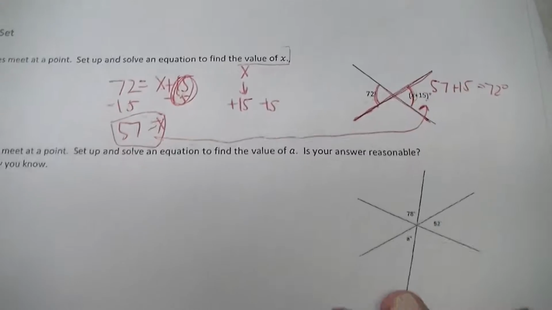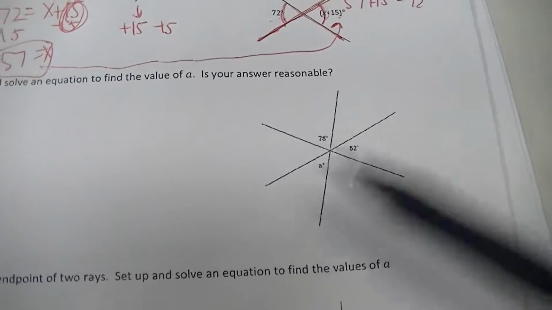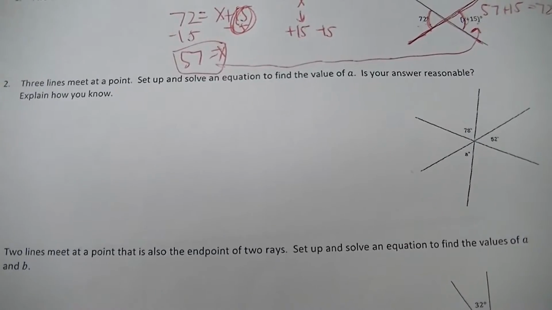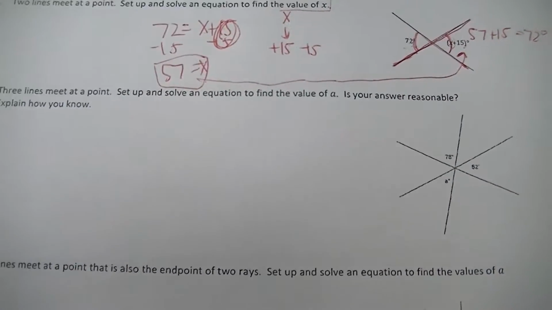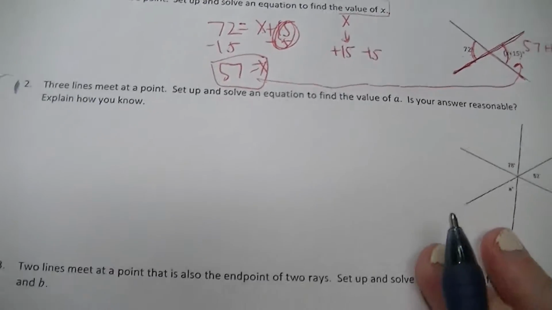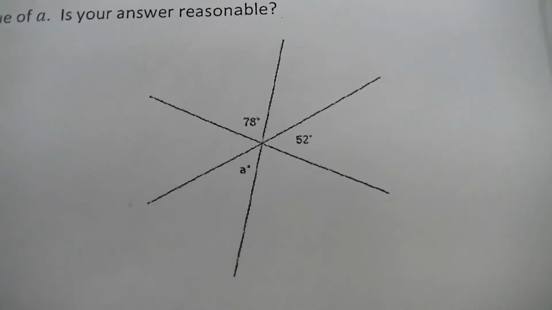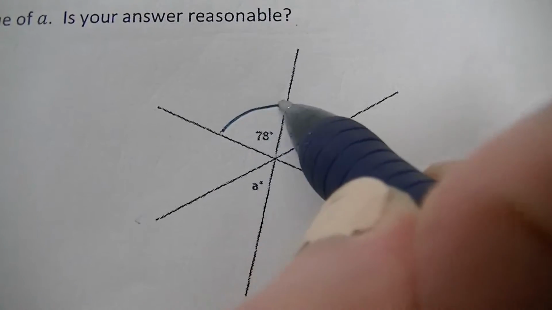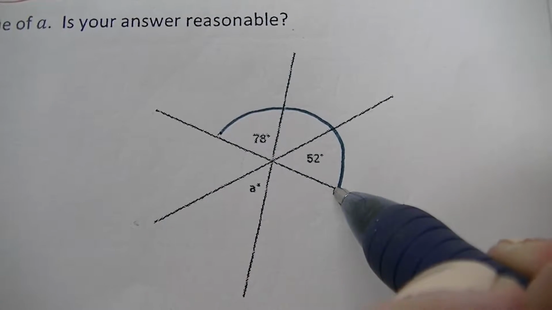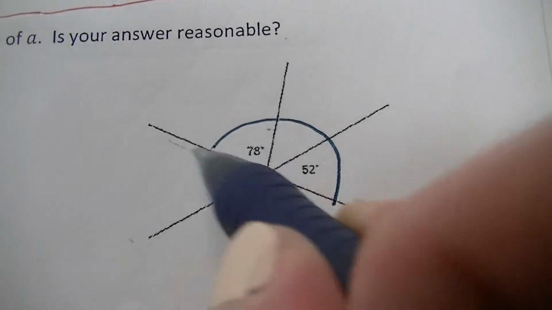Ta-da! Okay, the next question says, 3 lines meet at a point. So here's a line, 1, 2, 3 lines, and they meet up at a point. Set up and solve an equation to find the value of A. Is your answer reasonable? Explain how you know. Okay, so we'll just do a verbal explanation of why our answer would be reasonable instead of writing it all out. So let's identify some relationships here. Well, let's see. I know that these 3 angles would be angles on a line because their arcs, when you connect them, form a half circle right there, and they're on a line.